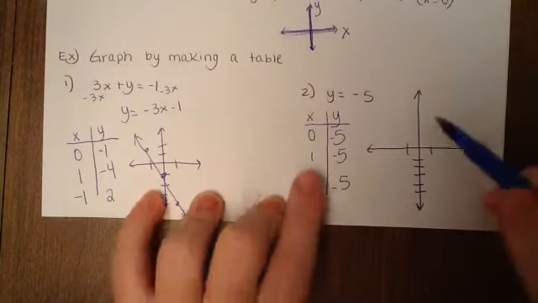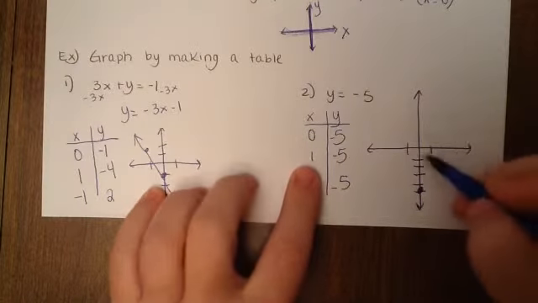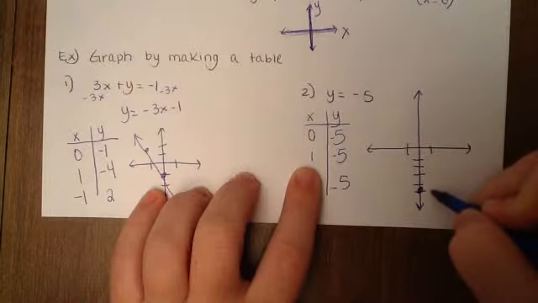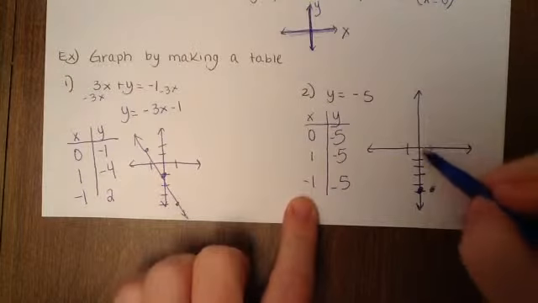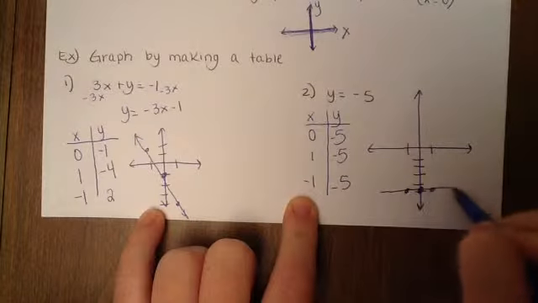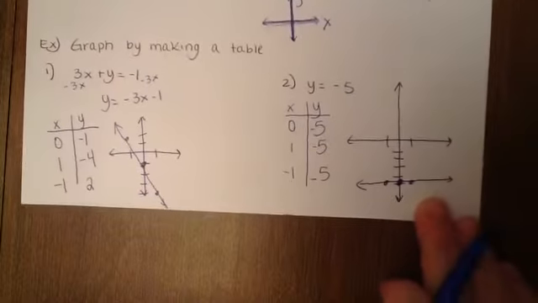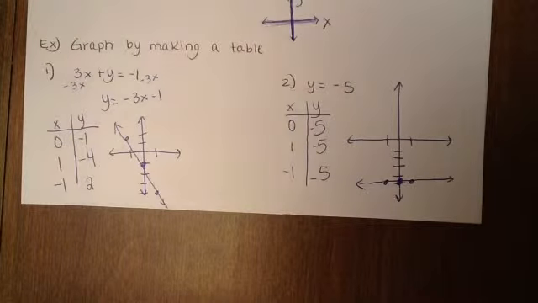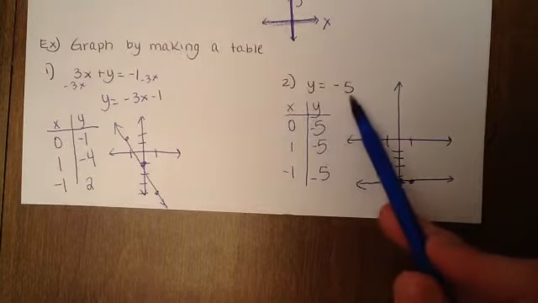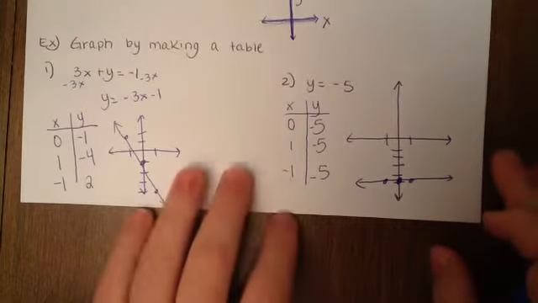So if I plot these, 0, I go down to negative 5. What about if I go over to 1? Down to negative 5. And if I go over to negative 1, down to negative 5. My graph is a horizontal line, side to side. If it is a y equals, it will be side to side. So I pick some x values. Anytime I try to plug them in, all I'm left with is y equals negative 5 each time. Plot the points and get our line.